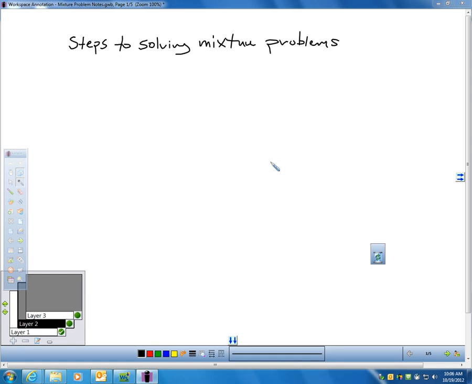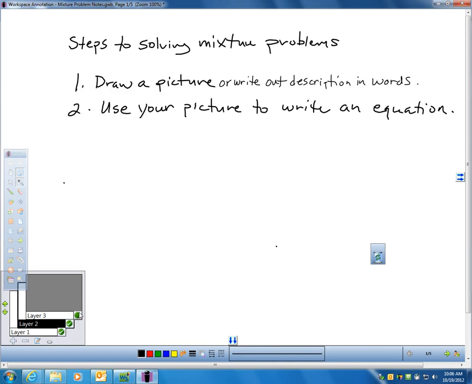You will get better at it if you practice and try, and don't convince yourself, well, I can't do this. You just have to keep on practicing, keep on trying. You will consistently get better at it. I have a couple of suggestions for you regarding solving mixture problems. First of all, I think it's always useful to draw a picture of the situation, or at minimum, write out a description of what's going on in words.